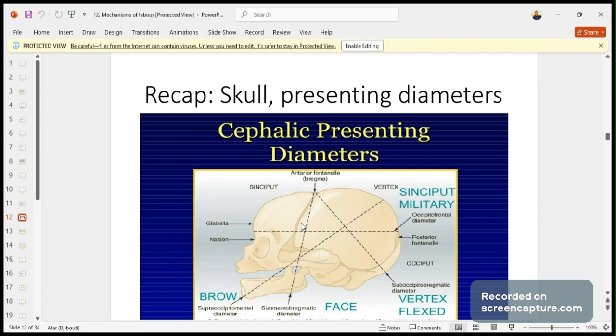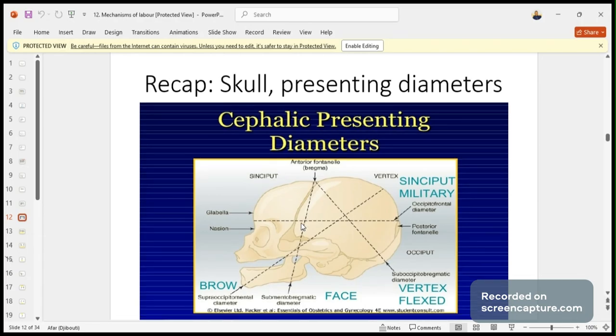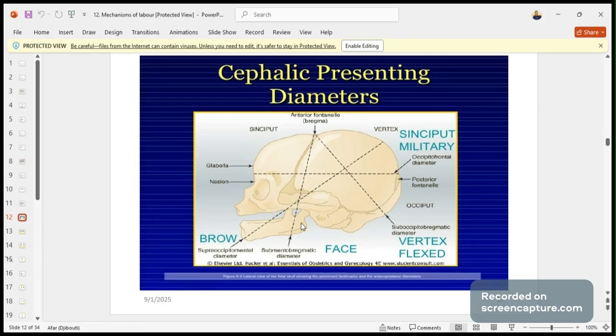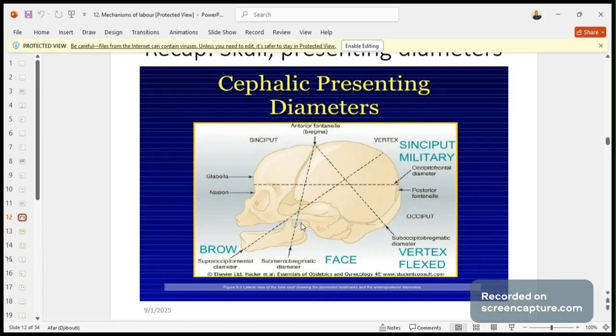This is an image. It tells you the cephalic presenting parts. You can pause a bit here and learn before you proceed. Meanwhile, we are going to check on this and we are going to proceed with this.